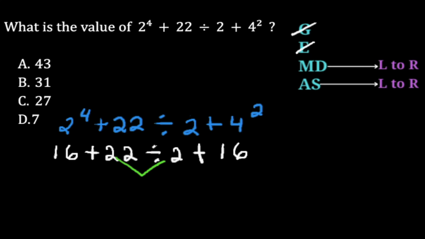Okay, so let's bring everything else down. So we have 16. And 22 divided by 2 is 11. Plus 16. Okay, so now we can perform addition, right? That's all we have left. So we have 16 plus 11. So 6 plus 1 is 7. 1 plus 1 is 2. Add 16 to that. So that's 37, 38, 39, 40, 41, 42, 43. So that's answer choice A.